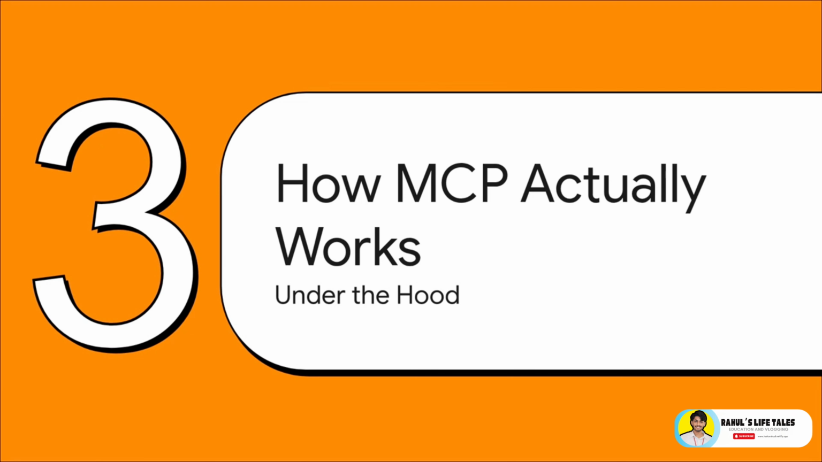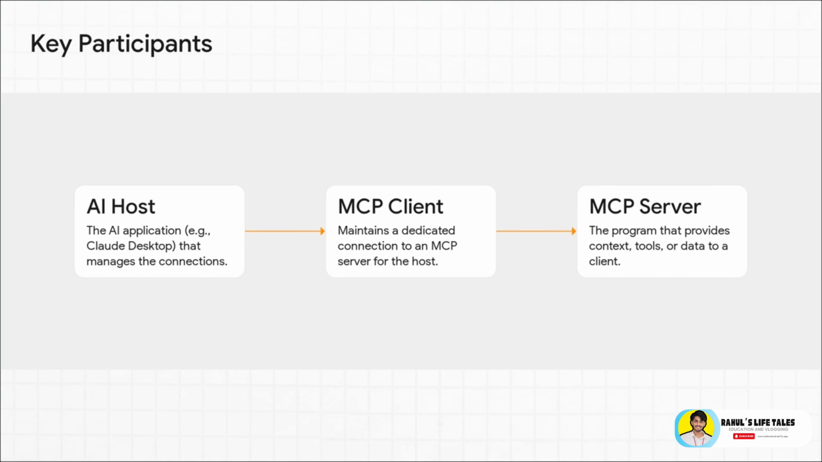So that all sounds great in theory, but how does this thing actually work? Let's pop the hood and take a look. It's actually built on a pretty straightforward client-server setup. You've got three main players. First, there's the AI host. That's just the application you're interacting with. That host uses what's called an MCP client to reach out and connect to an MCP server. And that server is the thing that's holding all the good stuff, the data and the tools the AI needs.